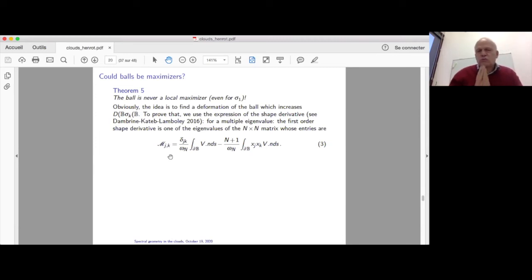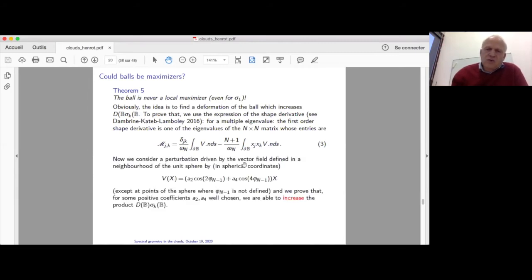And to compute the shape derivative, so the perturbation of sigma 1, we need to look at the eigenvalues of the matrix. So we are now in finite dimension: eigenvalues of the matrix whose entries are those numbers. And what we are going to do is to consider a particular deformation. So I work in spherical coordinates. I consider a perturbation which is driven by A2 and A4, so cosine 2 times the last angle, and cosine 4 times the last angle.